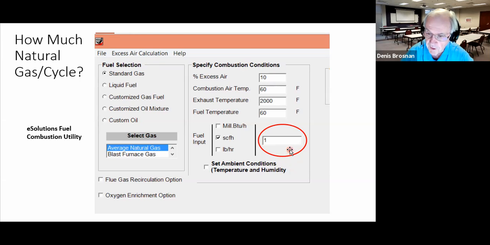That's the reason I do that. I know you're going to use more gas than that in the process, but I like to put in 1 standard cubic foot per hour. If you were set up eSolutions in metric dimensions, you would probably be using 1 cubic meter per hour or some fraction thereof. I did not set up any ambient conditions of temperature and humidity in this particular model. Of course, that's going to have something to do with the fuel efficiency.